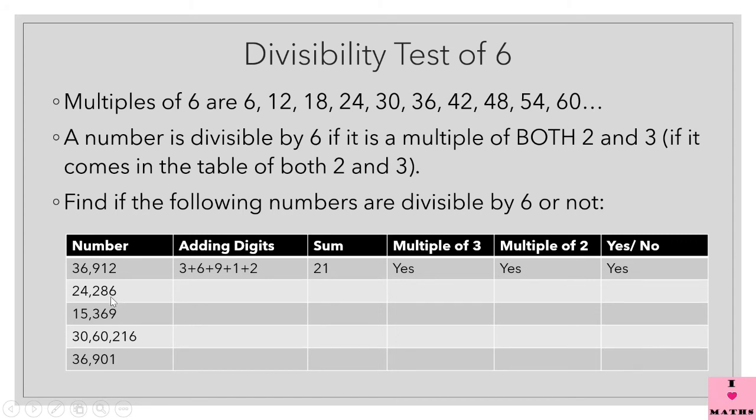24,286. Since it is an even number, at ones place there is 6. So, this number is a multiple of 2. For the multiple of 3, let us add the digits. 8 plus 6 is 14. 14 plus 2 is 16. 16 plus 4 is 20. And 20 plus 2 is 22. Since 22 is not a multiple of 3, so this number is not a multiple of 3.